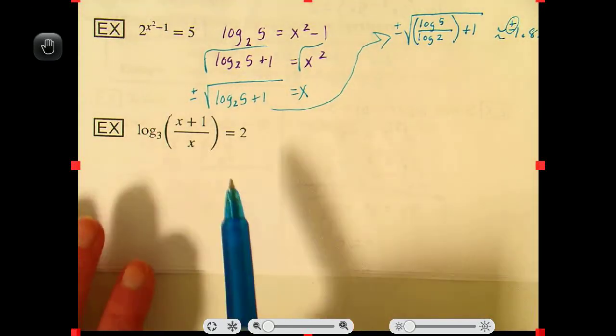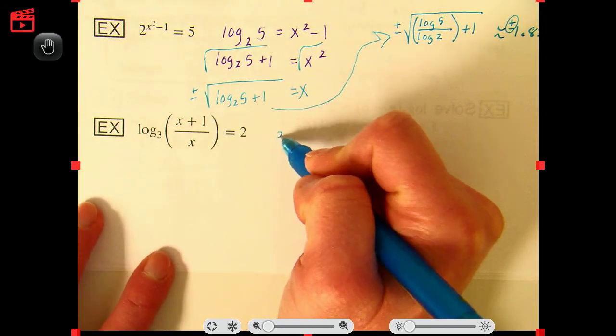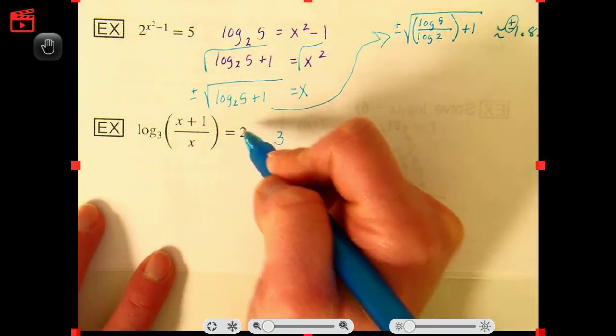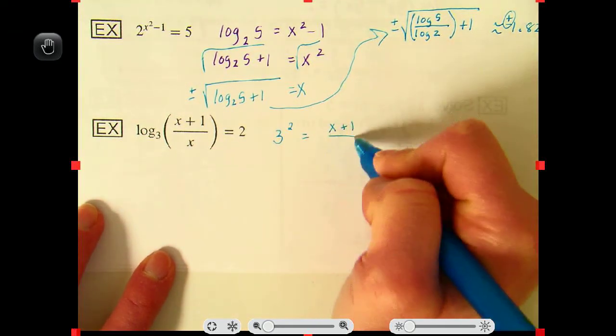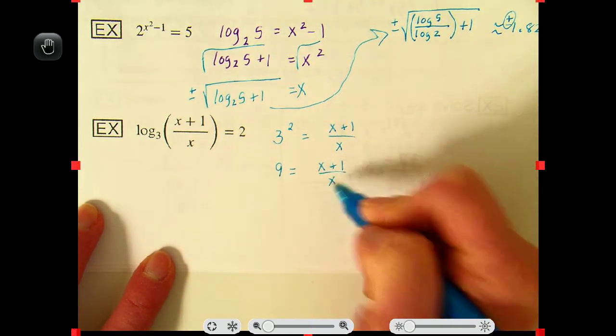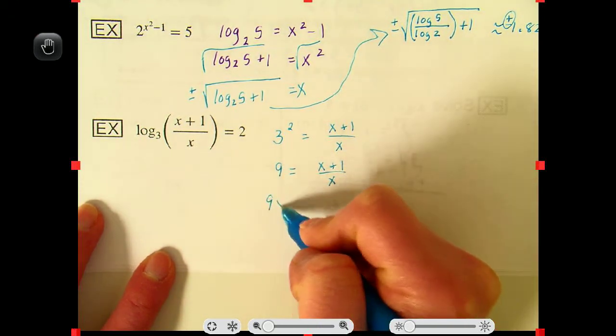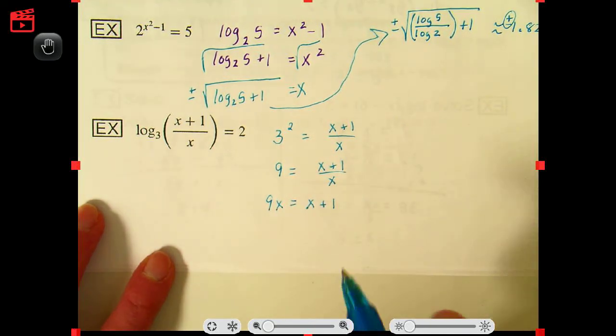This one here, since this is log base 3, I'm going to use that base of 3. Don't write these side by side, so it'd be to a power of 2. So 3 squared is equal to the x plus 1 over x. 3 squared is 9. I'm going to multiply this x over. And then all of a sudden, this is a pretty easy problem.